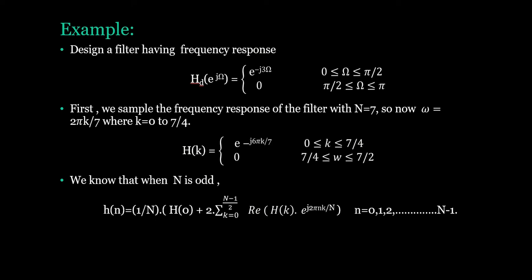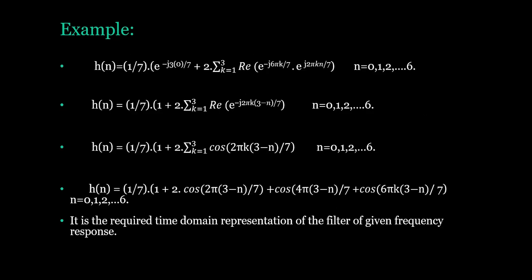Now here N is odd, so from the equation we derived, we get h of n equal to 1 by 7 into e power minus j 3 into 0 by 7 plus 2 into the sum over k equal to 1 to 3 of the real part of e power minus j 6 pi k by 7 into e power j 2 pi k n by 7, where n runs from 0 to 6.